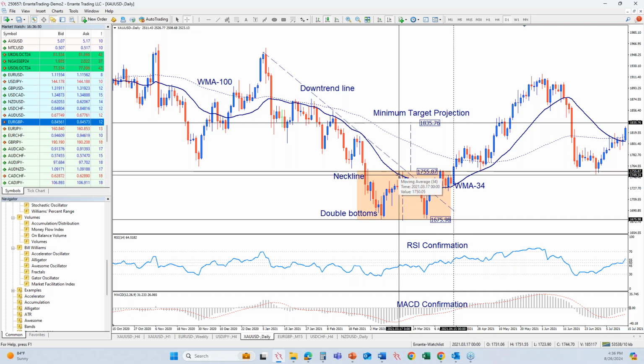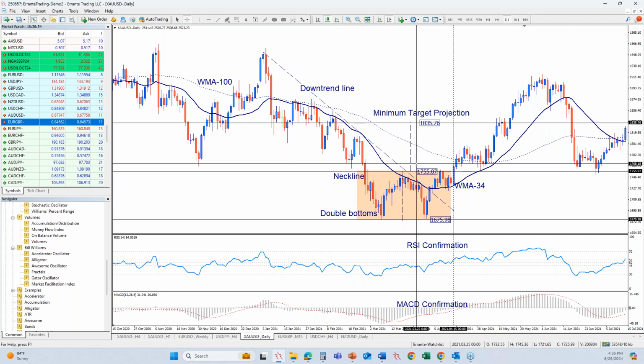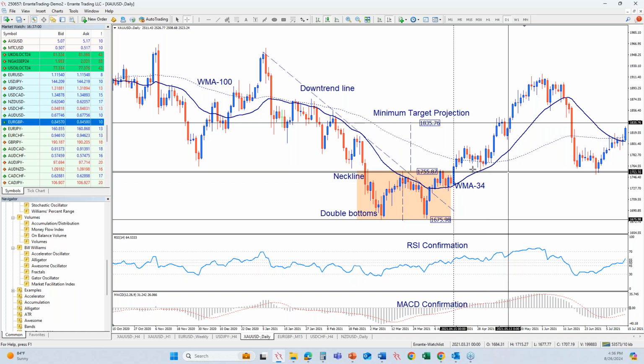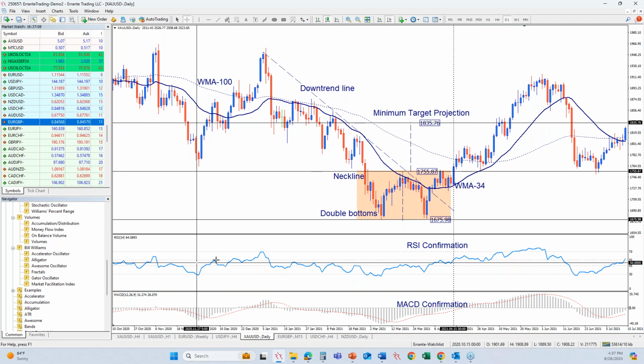to this level. And following the first trough, the price rebounds and rises to a resistance level known as the neckline, which is labeled on the chart as around the 1755.87 level. And this rebound indicates a temporary shift in momentum from the sellers to buyers.